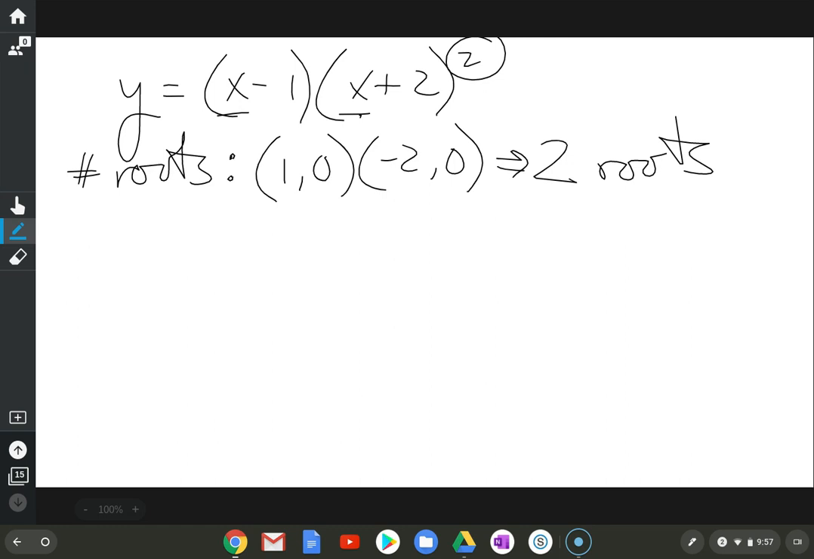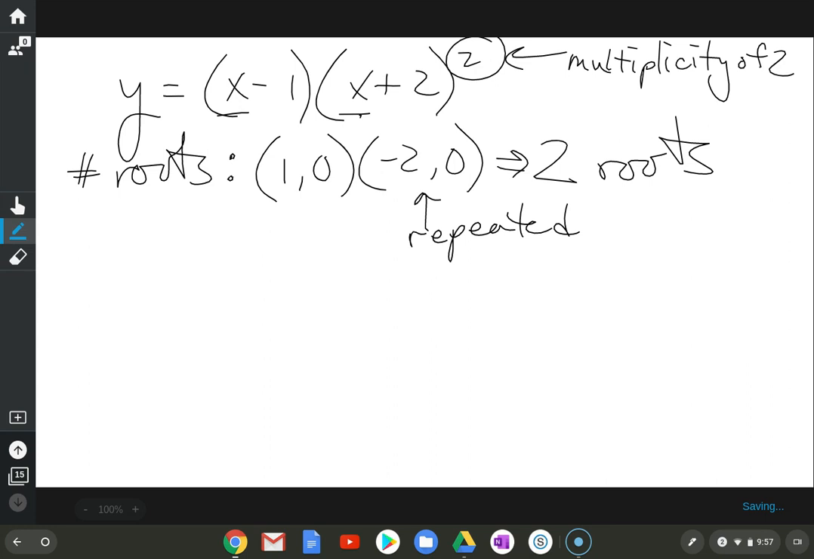How can you have a cubic with only 2 roots? Because this root is repeated. When a root is repeated, we say it has a multiplicity of whatever the exponent is. Multiplicity of 2. So it's the same root twice. If you rewrote this polynomial in fully factored form, you could write it like this, with that x plus 2 quantity squared. So you'd have a root at 1, a root at negative 2, and the root at negative 2 again.